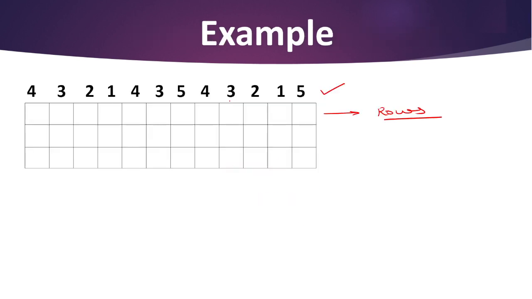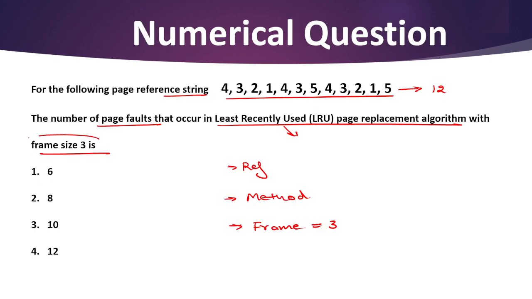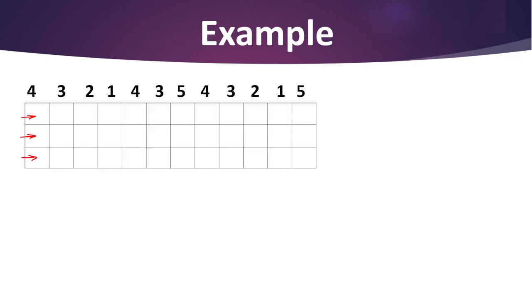Okay, so based on the question, first you have to write the given reference values and according to these values you have to make a table. Here only 3 rows we are going to create because in the question they had given the frame size 3. So this is a table of 12 into 3. Now in case of least recently used algorithm, we always replace the value that we had least recently used.